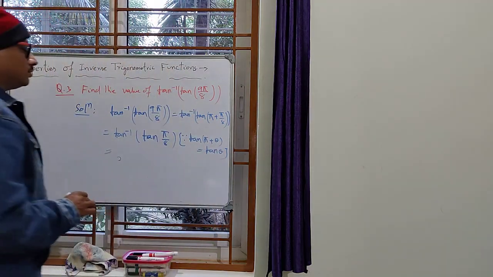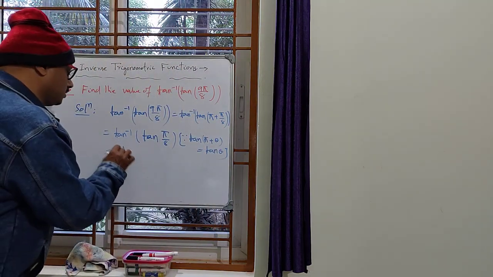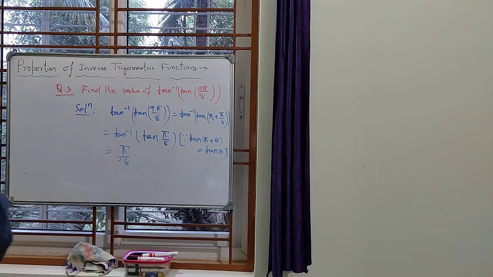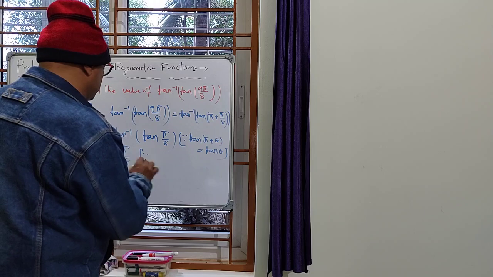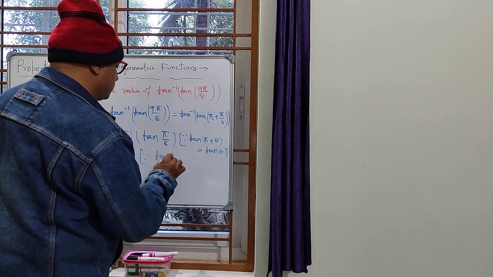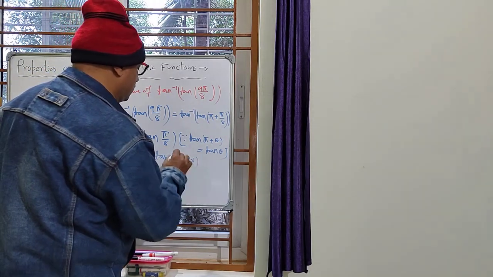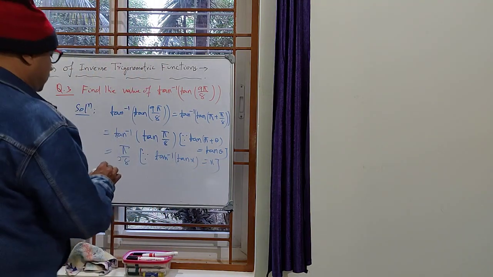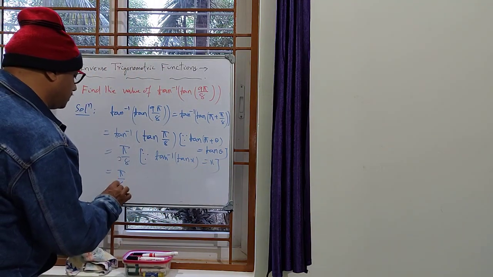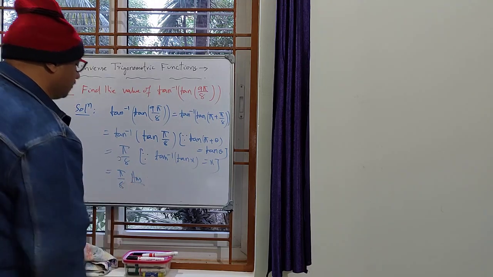That is equals to pi by 8, since tan inverse tan x equals to x. The required value is pi by 8, which is the final answer.